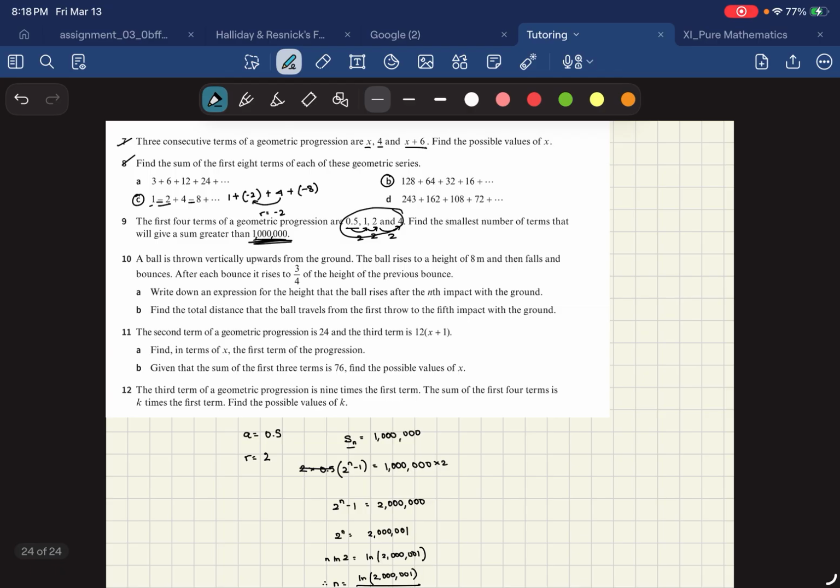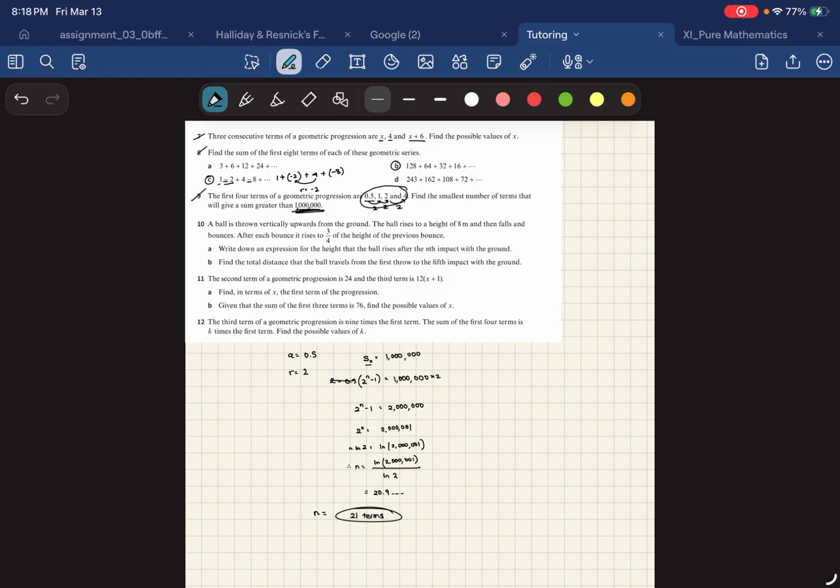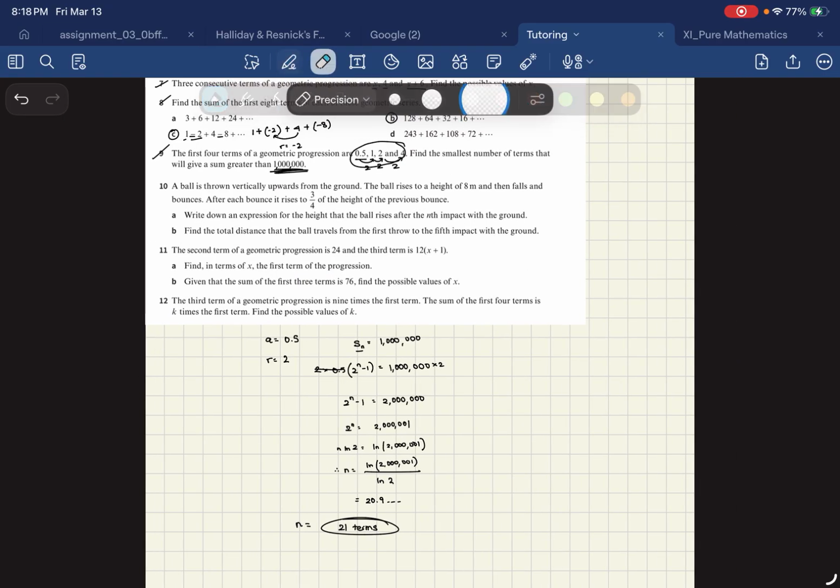So your terms are increasing, so we don't have to really worry about negative numbers or anything. 20.9 terms exactly give you 1 million. So the 21st term will obviously give you a sum that is greater than 1 million. All right.